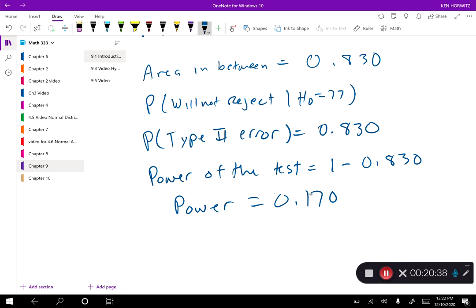I think it's easier to go from the type 2 error. It's probably more inclined from where you're coming from. So I would focus on that.